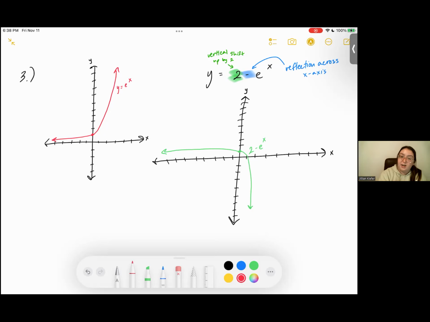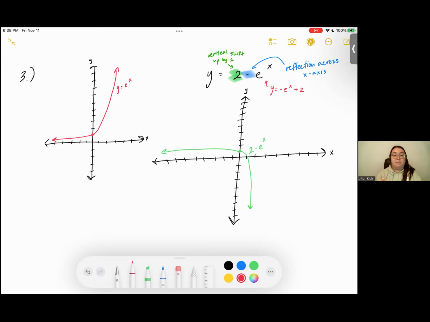You can always rewrite an equation to help you. If having the equation as y equals negative e to the power of x plus 2 helps you more, then you can always rewrite it in that way as well. So we saw the vertical shift up by 2 and then reflect across the x-axis. So now we want to state what the domain, the range, and the horizontal asymptote is going to be.